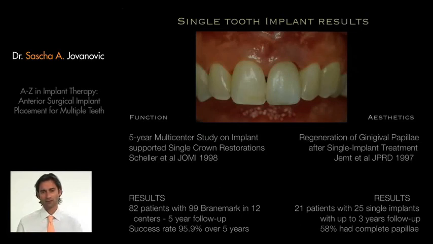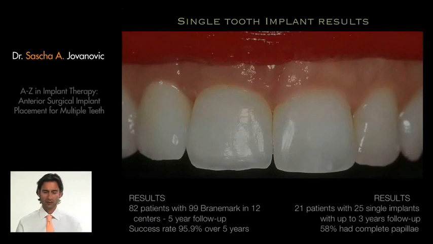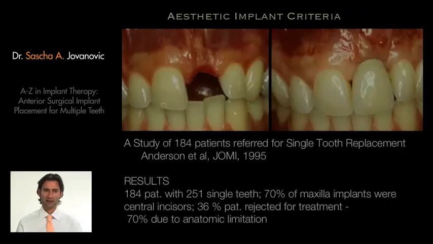This is important for us to do because the results with aesthetics are often compromised if we don't follow criteria which really have to do with immediate or optimal implant position. In this particular case, you can see the good aesthetic result on a patient who had 1 implant placed in a central incisor. Now, what are the criteria, again, for often rejection for treatment or limitation in treatment?